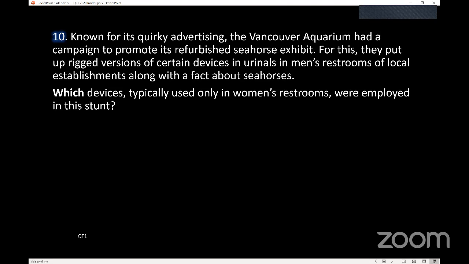Harish, the question is, is the fact about the seahorse alone enough, or do we need more? If you know this fact in question, you should be able to figure out what device it is, and that is what I want.